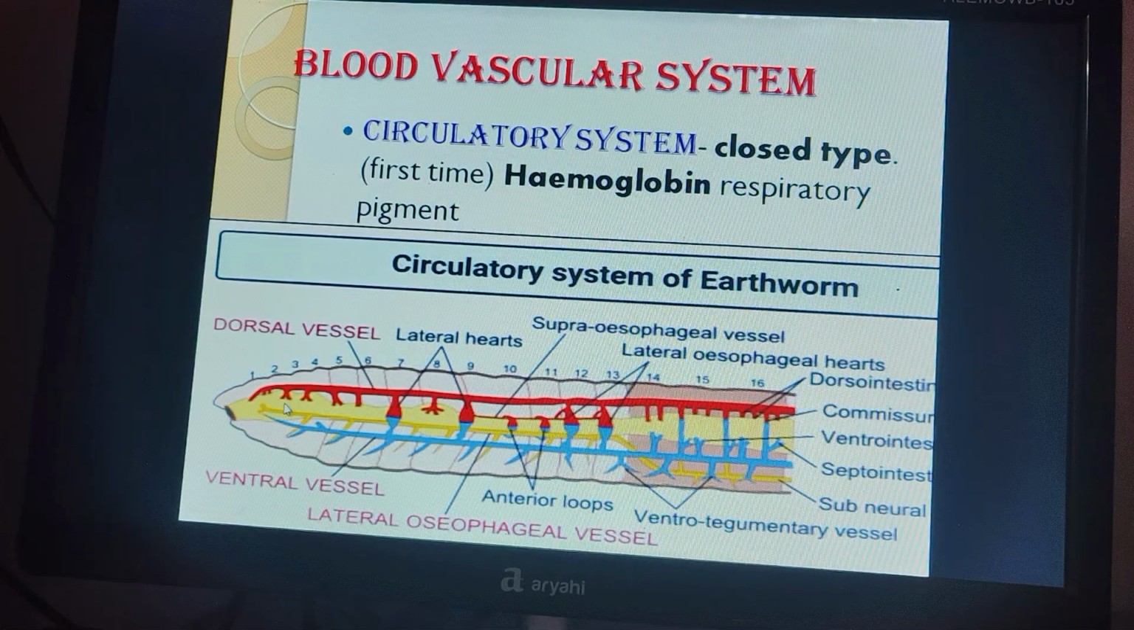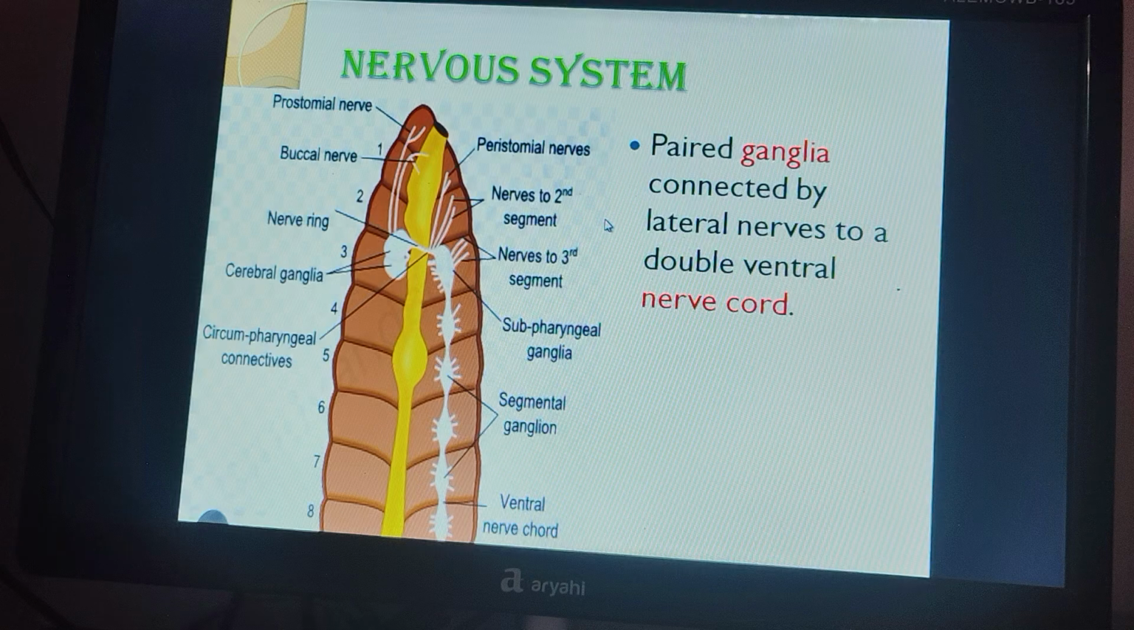So the circulatory system consists of lateral hearts, these are the lateral hearts, and then two main blood vessels: the dorsal blood vessel and the ventral blood vessel. This one is the dorsal blood vessel, the red one on the top, and this is the ventral blood vessel, the blue one. Two blood vessels, dorsal and ventral, and lateral hearts also. This is about the blood vascular system in these animals.